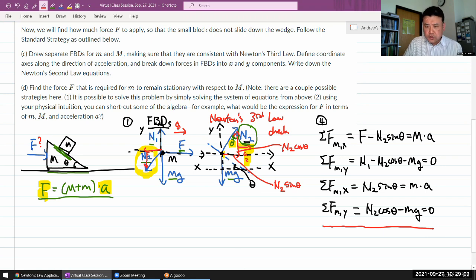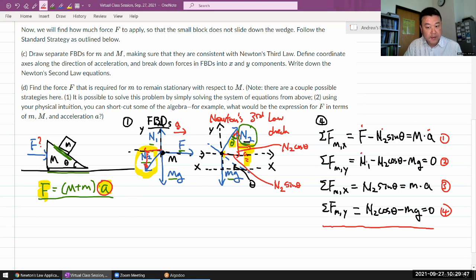Let me check to make sure I have enough information. So I have one, two, three, four equations. So my hope is that I have exactly four unknowns, not less, not more. Let's see. The applied force F, I don't know, so that's one unknown. n2, I don't know, so that's two unknowns. Theta, I'm given. Mass, I assume I know it, or I can at least measure it. Acceleration, I don't know that. That was the objection I raised here, that this equation is in terms of two unknowns. Okay, three unknowns so far.